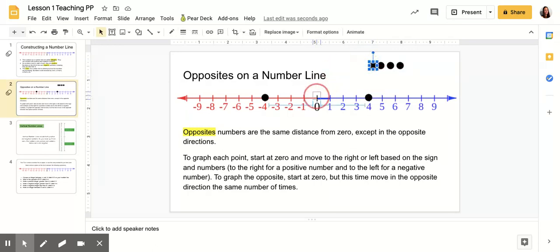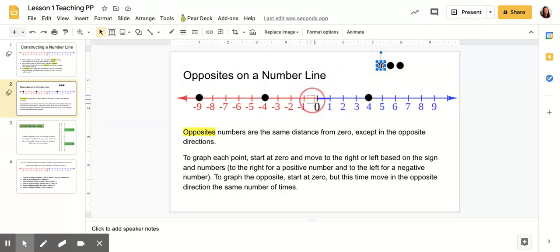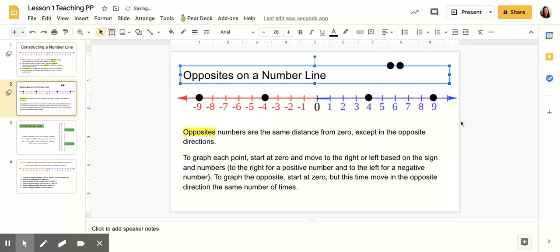So if I was plotting -9, again, I'd go to 0, and I'd move 9 times to the left and drop my dot right there. And if I wanted to plot the opposite of -9, that would be 9. Again, I go to 0, and I move 9 times, this time in the opposite direction, which would be to the right, and I can plot 9. So the opposite of negative 9 would be 9, or the opposite of 9 would be negative 9.